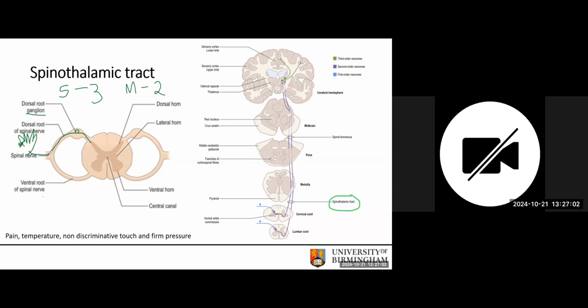So this is our first order neuron, or the first sensory neuron, with the cell bodies located in the ganglion. This one will bring the information to the spinal cord and will synapse here. Why here? Because here is where we have the cell bodies of the second neuron, also known as the second order neuron. This one will cross the center and then go up to the brain.